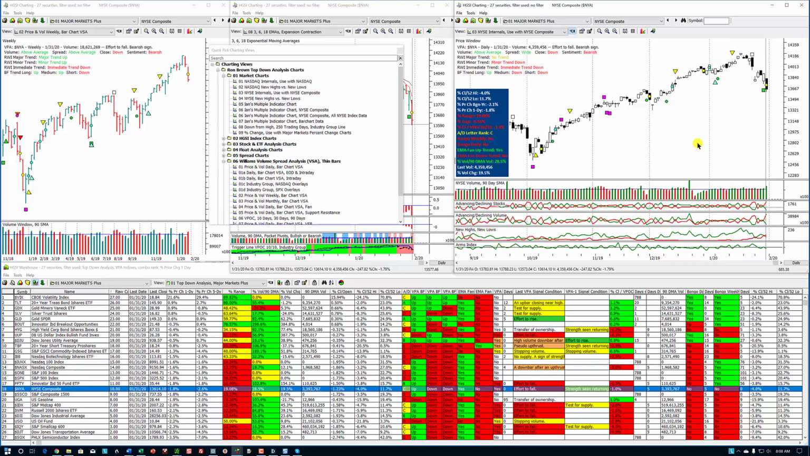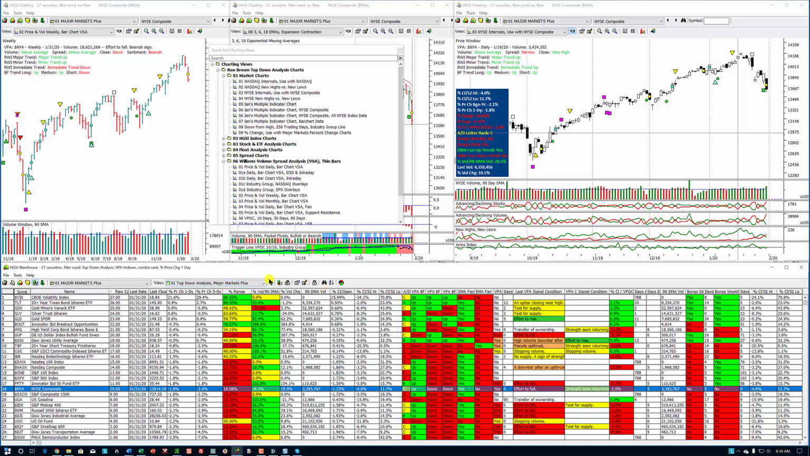If you want more information, hit your alternate I key, and it takes you down here, and it shows you the number of advancing stocks versus declining stocks, and advancing volume versus declining volume. New highs versus new lows, the ARMS index, which I pay very little attention to anymore. But it's in there. Some people look at it. Okay, let's move on.